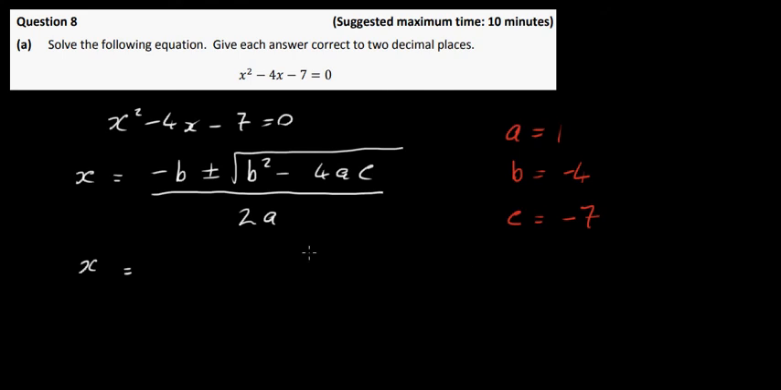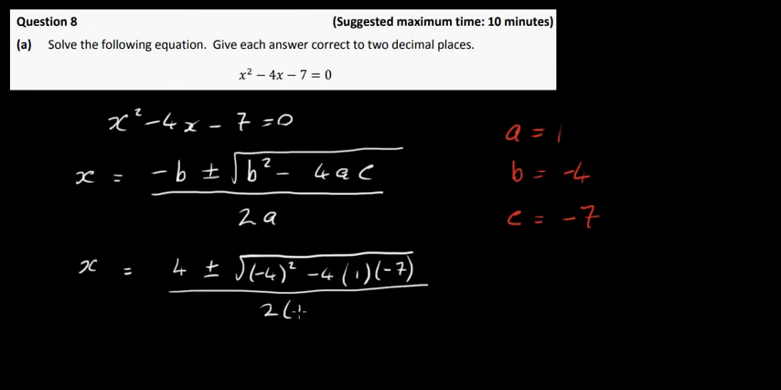So you've got minus b, so minus minus 4, which is plus 4, plus or minus the square root of b squared. Well, b is minus 4, so I'm going to square that. Minus 4 times a, which is 1, and c, which is minus 7.